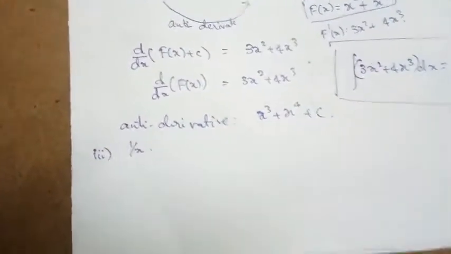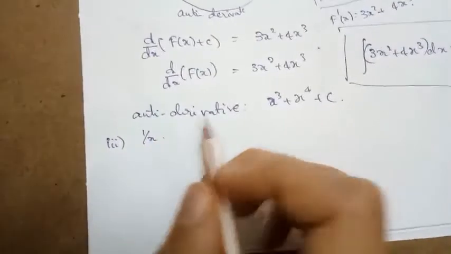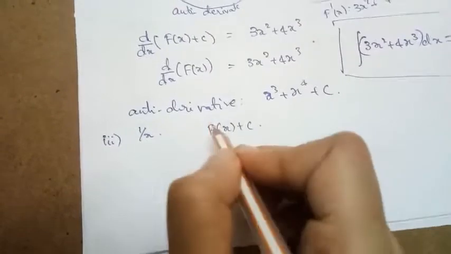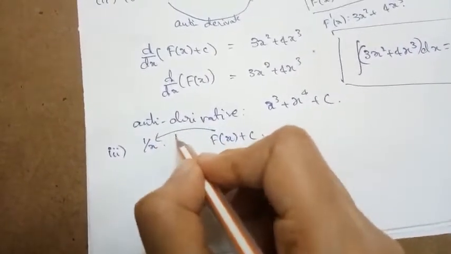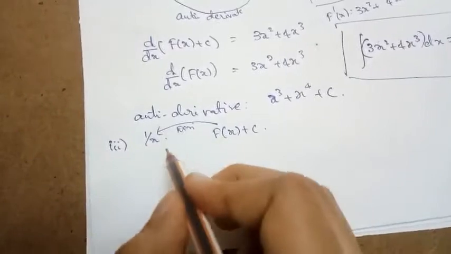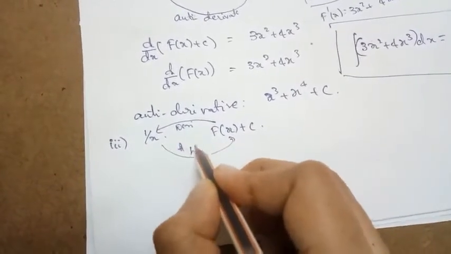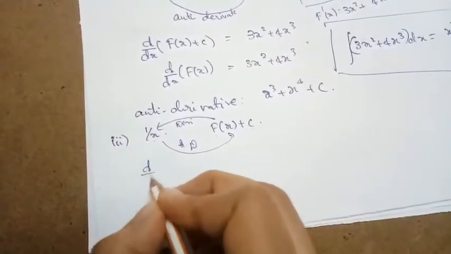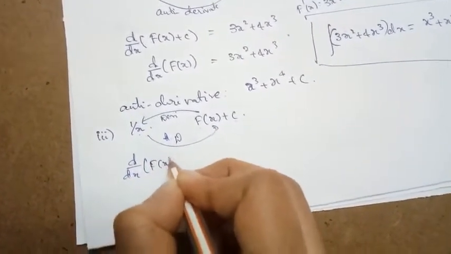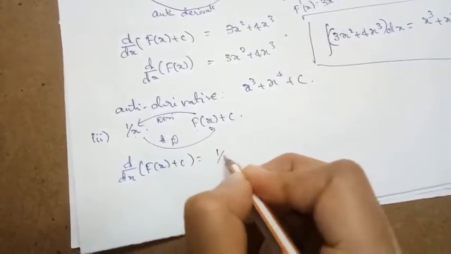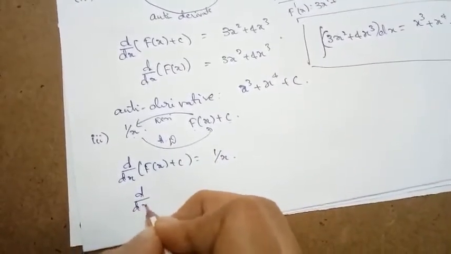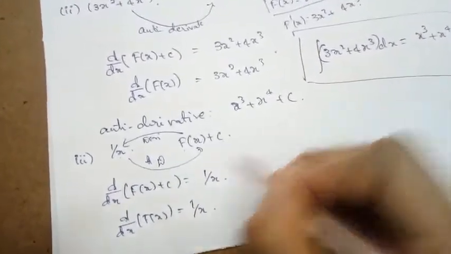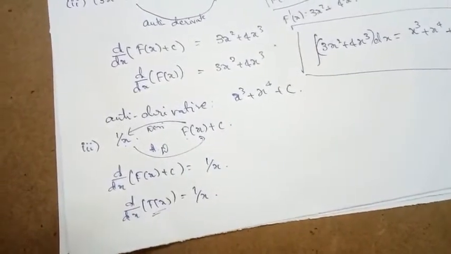The next is we need to find an antiderivative of 1 by x. Clearly, we need to find a function f of x plus c such that the derivative of this function is 1 by x. So what does that imply? d by dx of f of x plus c is equal to 1 by x. So the differentiation of f of x is equal to 1 by x, and we need to find this f of x. What is the value of f of x?